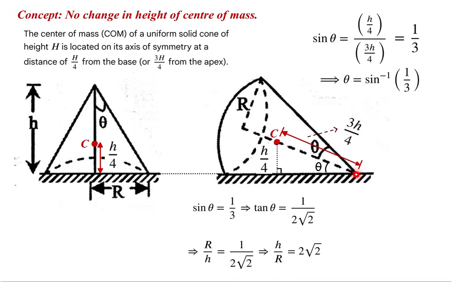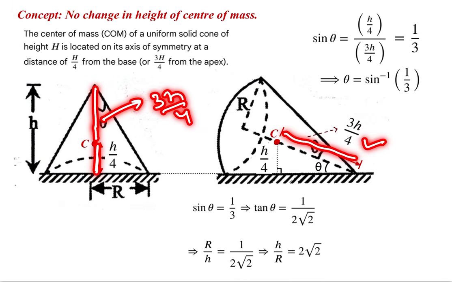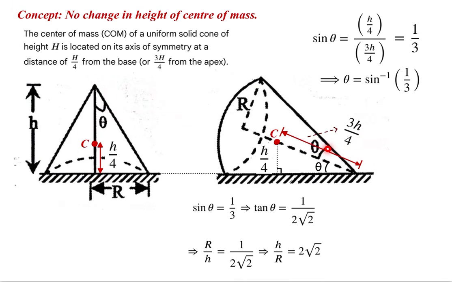Now this distance will be 3h by 4 because this is the distance of the center of mass from the vertex. The distance from the base is h by 4, but the distance from the vertex is 3h by 4. So we have written 3h by 4 for this distance, and this is the semi-vertex angle theta. So from this right triangle we can apply sin theta equal to perpendicular by hypotenuse. So from here we get sin theta equal to 1 by 3. Therefore theta equal to sin inverse 1 by 3.